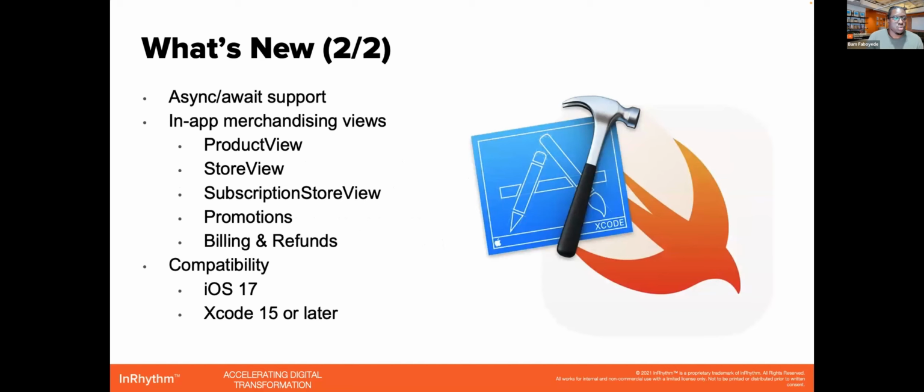What's also new is async/await support, which is great for SwiftUI. We can handle things in a concurrent way. And also, there are some new in-app merchandising views, which is what I'm excited for. It makes it very easy to quickly develop an app and make it so the customer can make these purchases. Some of those views are ProductView, StoreView, and SubscriptionStoreView. And there are also methods for promotions, which I'll talk about a little bit later. And there is billing and refunds, which I'll also describe in a future slide.